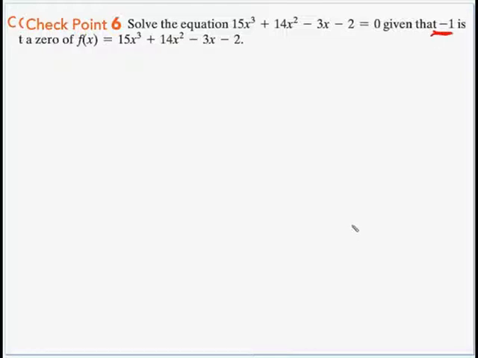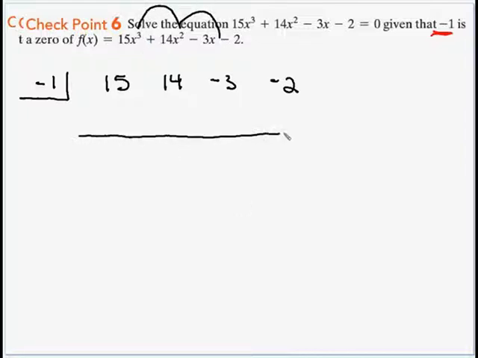-1 is a 0 of that polynomial. So we will use a little synthetic division to knock our highest power down from a cubed to a squared. So there's our -1 we're going to divide into, and we have our 15, 14, minus 3, minus 2. No power of x's we're missing. We had a third, a second, a first power.